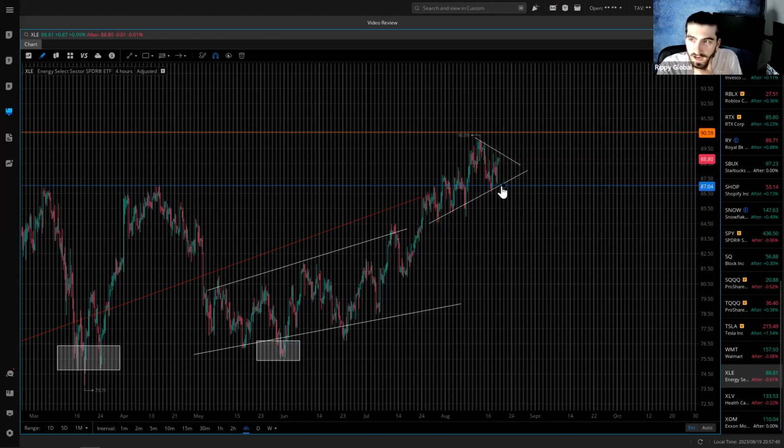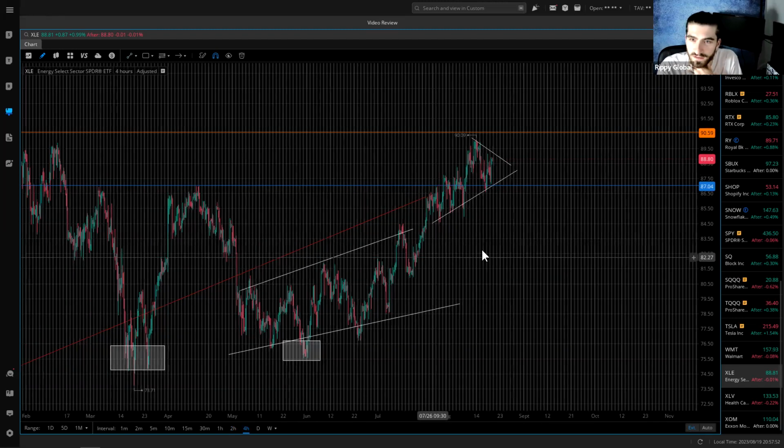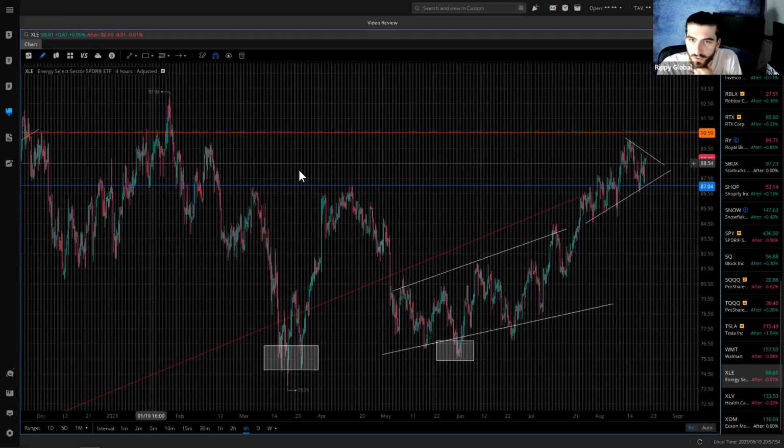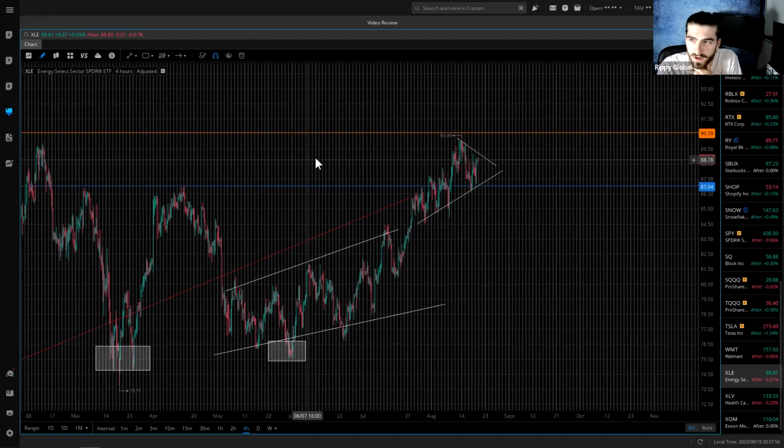If we hold 87, I expect us to fill the gap to $90.50. And at that point, we're contesting the all-time highs for the energy sector, so anything could happen.